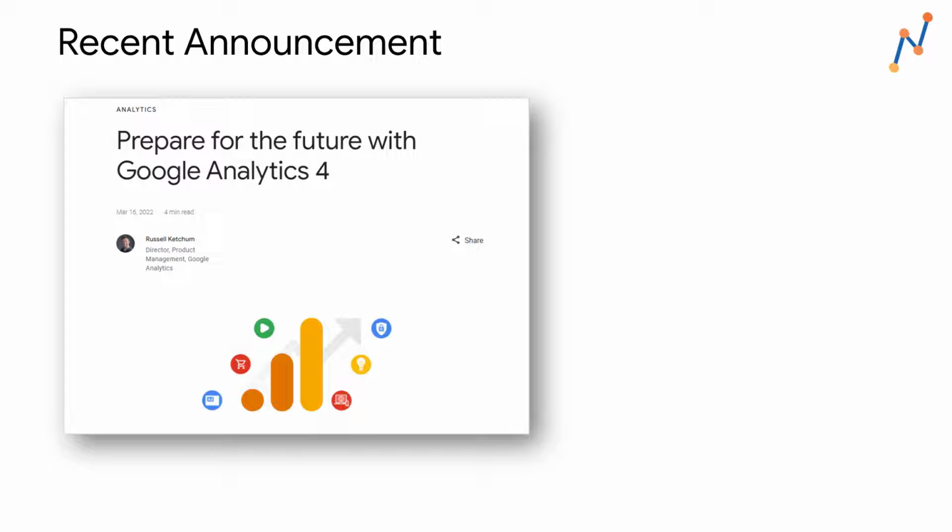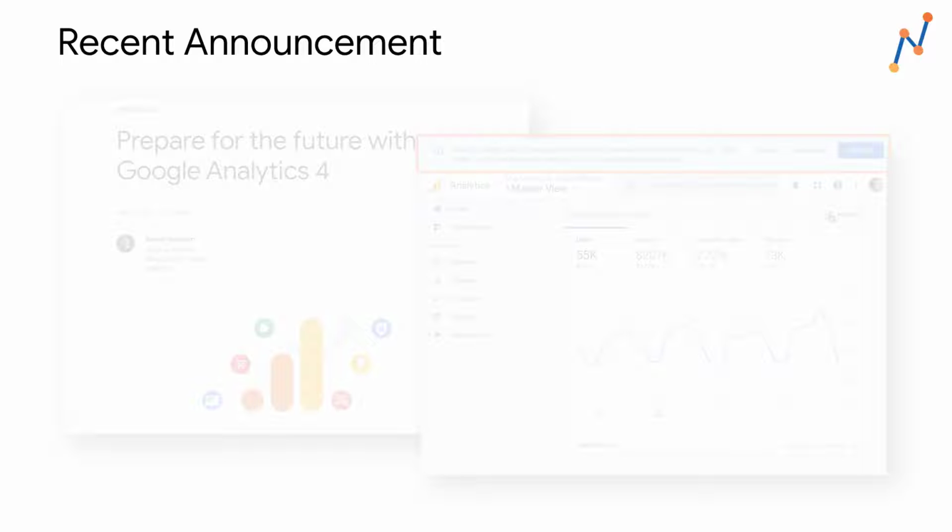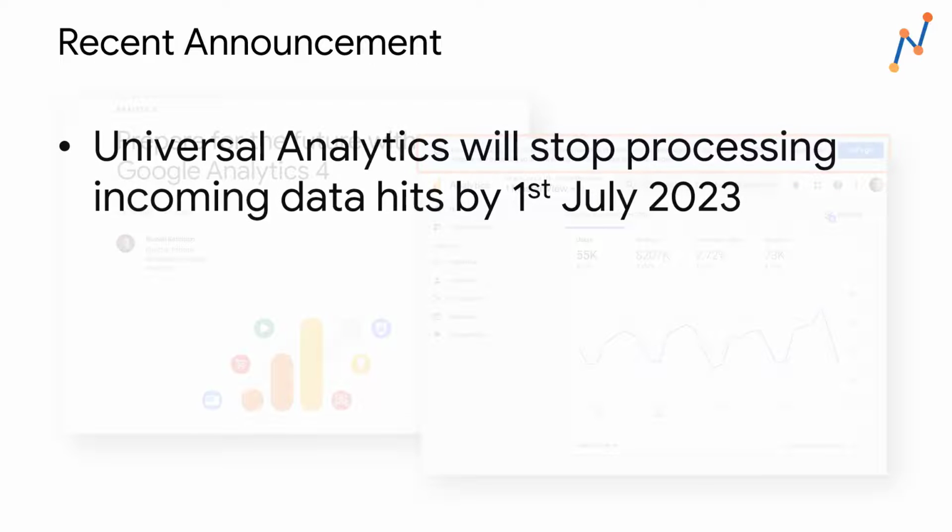You might have already read the announcement by Russell Ketchum, who is the Director of Product Management for Google Analytics, on the Google blog, or you've noticed the info above your existing Google Analytics view, which both states more or less the same. The first and most important statement is that Universal Analytics will stop processing incoming data hits from 1st of July 2023.